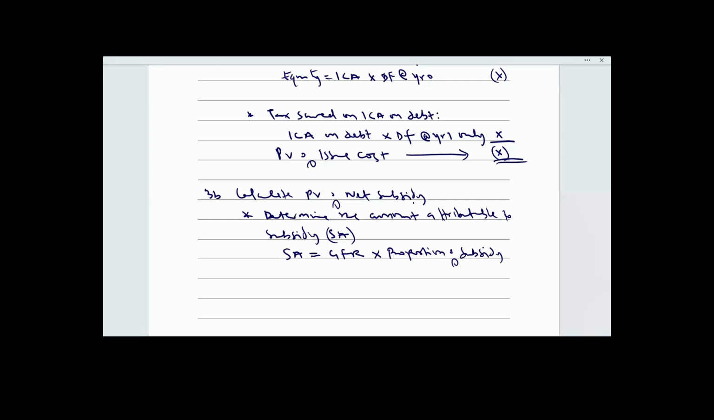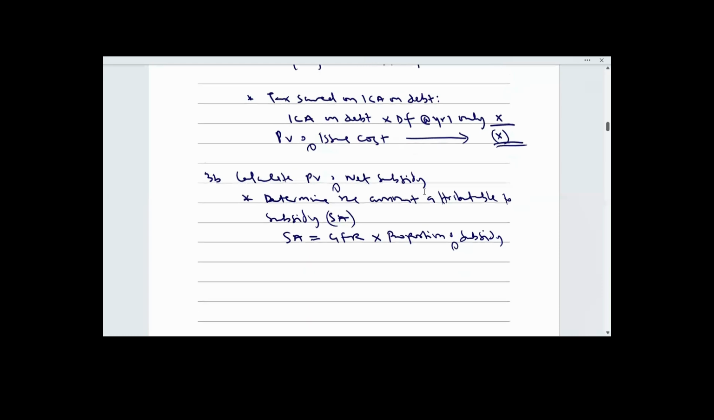Say for example, out of the gross finance required of 100,000 naira, the examiner may tell you that 60%, 70%, 30%, 40% is attributable to subsidy or subsidized loan. So that is the proportion. Once you are given the proportion, just multiply the proportion with the gross finance required you have computed previously. That will give you the subsidy amount.